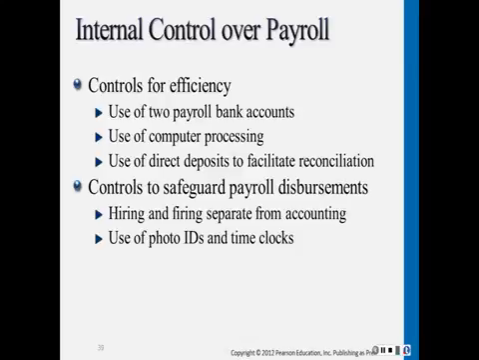Large companies cannot. A particular risk is that a paycheck may be written to a fictitious person and cashed by a dishonest employee. To guard against this, large businesses adopt strict internal controls for payroll. Hiring and firing employees should be separated from accounting and from passing out paychecks. Photo IDs ensure that only actual employees are paid. Employees clock in at the start and clock out at the end of the workday to prove their attendance and hours worked.